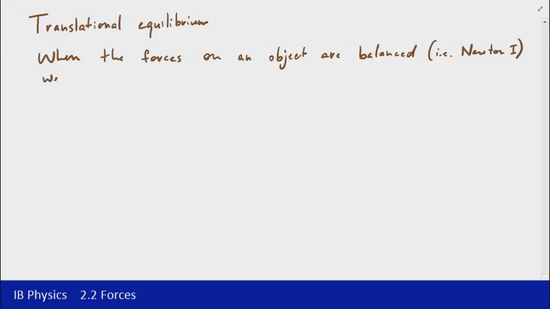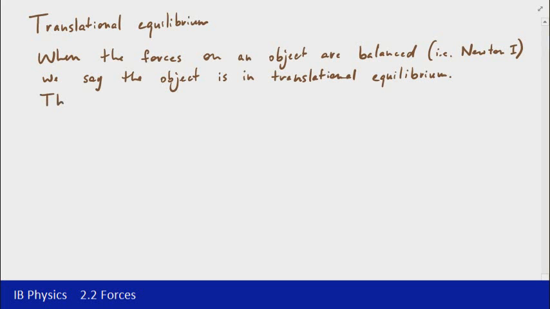What we would say in that case, we'd say that the object is in translational equilibrium. Now, just to clarify what those words mean, translational basically just means moving. So we're talking about it sort of translating from one point to another, and the idea of equilibrium means that everything is equal. So in this particular case, the forces acting on the object are all equal.